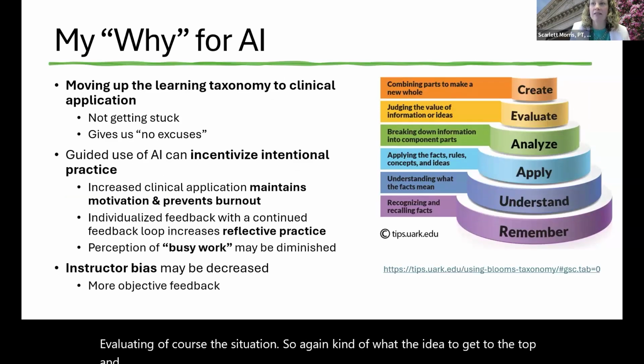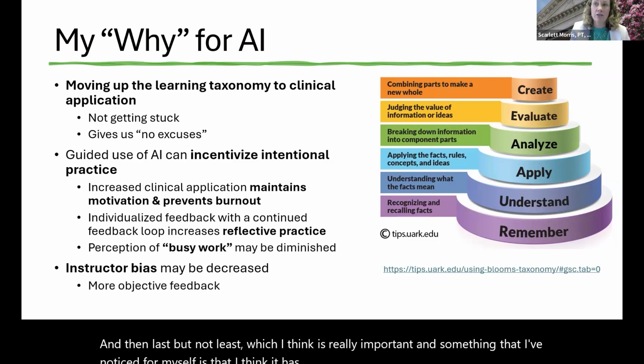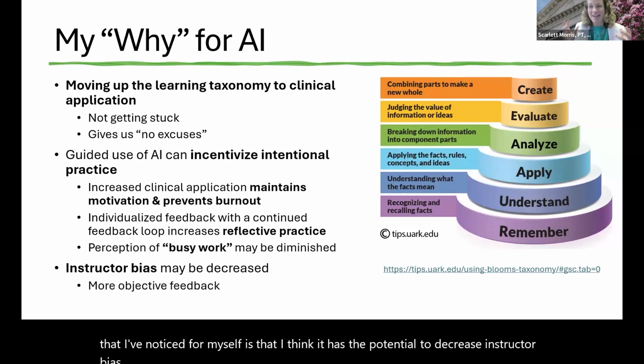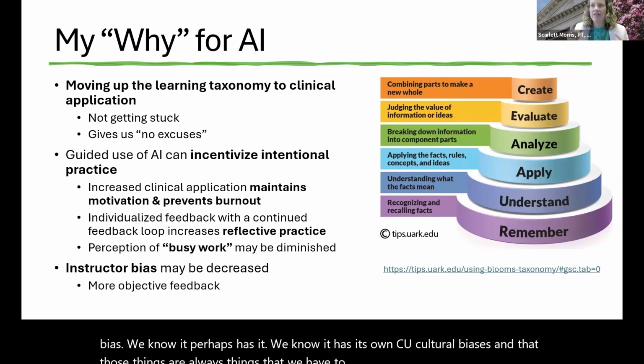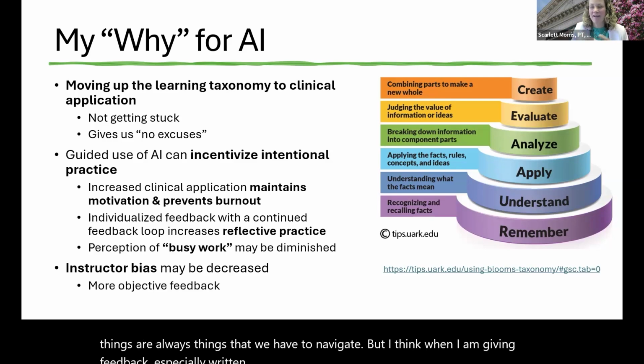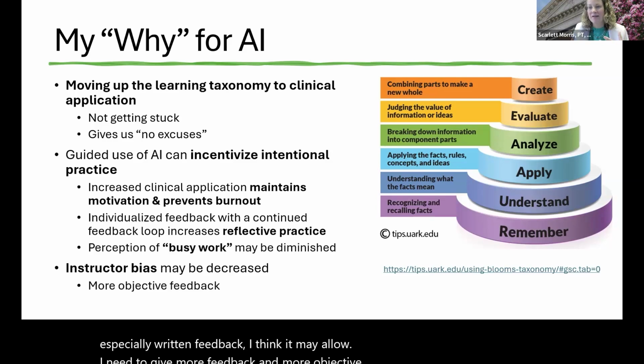And then last but not least, which I think is really important and something that I've noticed for myself, is that I think it has the potential to decrease instructor bias. We know it has its own cultural biases, and that those things are always things that we have to navigate. But when I am giving feedback, especially written feedback, I think it may allow me to give more feedback and more objective feedback. So, it makes me more efficient as well. And we know timely feedback is really important.